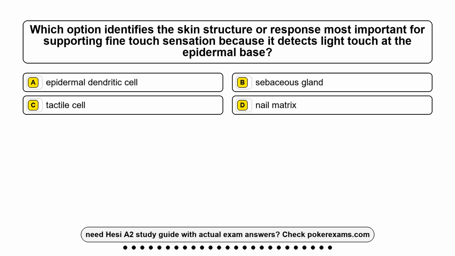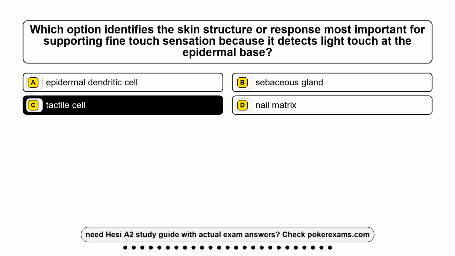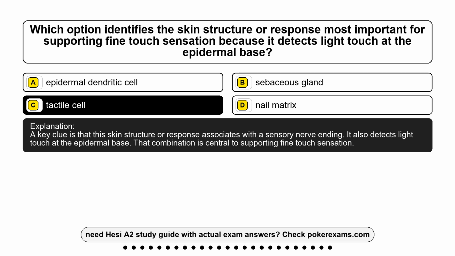Question 13. Which option identifies the skin structure or response most important for supporting fine touch sensation because it detects light touch at the epidermal base? Option A, epidermal dendritic cell. Option B, sebaceous gland. Option C, tactile cell. Option D, nail matrix. The correct answer is option C, tactile cell. A key clue is that this skin structure or response associates with a sensory nerve ending. It also detects light touch at the epidermal base. That combination is central to supporting fine touch sensation.